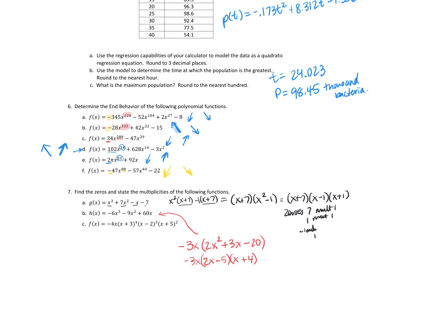And so what are my zeros? My zeros are x equals 0 from this one, and it has multiplicity 1. I get x equals 5 halves from this one, and it has multiplicity 1. And then I get x equals negative 4 with multiplicity 1.